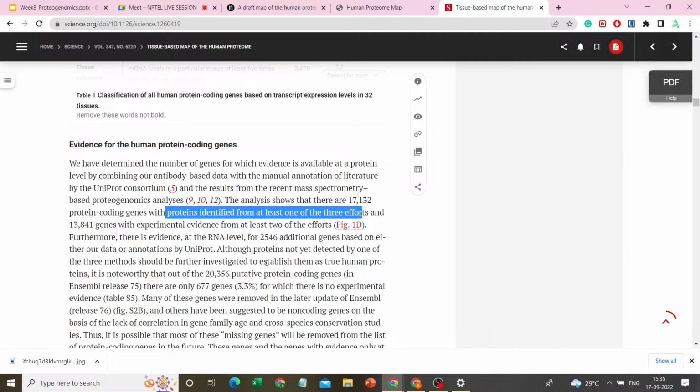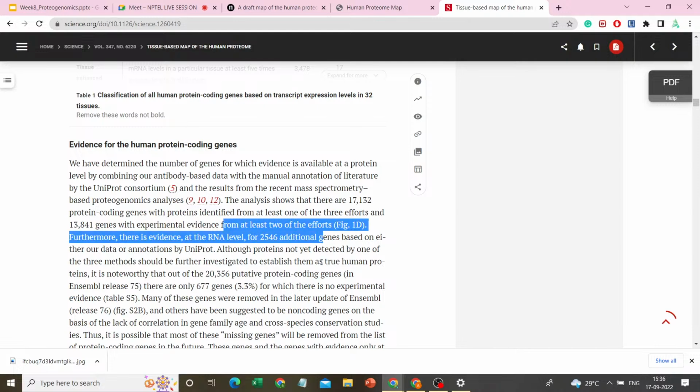So what are those three efforts? One is at the transcript level or RNA sequence level, one at the antibody based level, and one at the mass spectrometry based level. And there are 13,841 genes with experimental evidence from at least two of the efforts. So among the three efforts, the antibody based approach, the mass spectrometry based approach, or the RNA transcript level approach, at least two of the efforts gave us 13,841 genes.